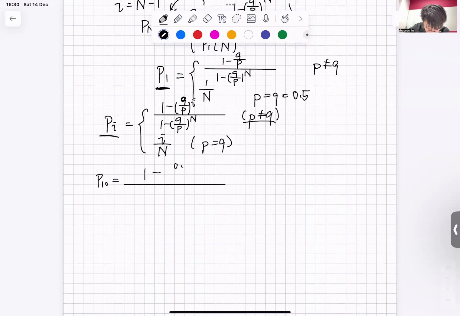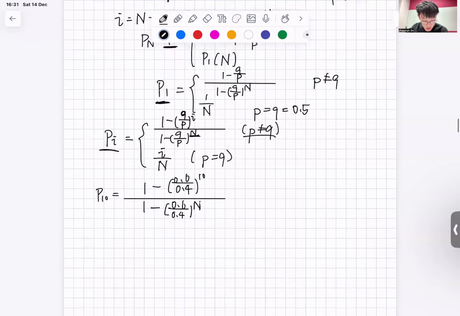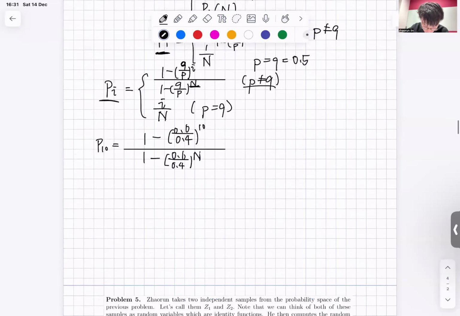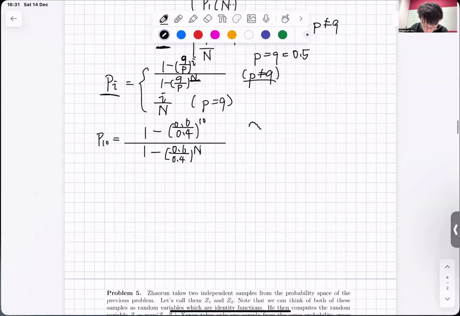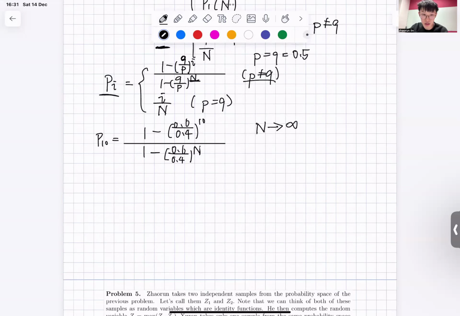So we have this over n, and this n is the number of steps that the gambler takes. When this n tends to infinity, it means that the gambler keeps on gambling. You can see that this one goes to 0. So the limit as n tends to infinity, this one goes to 0.